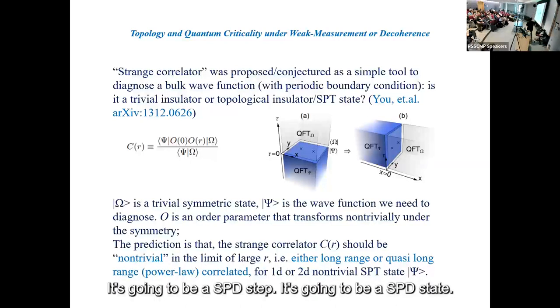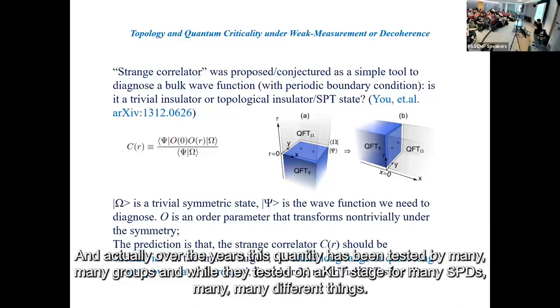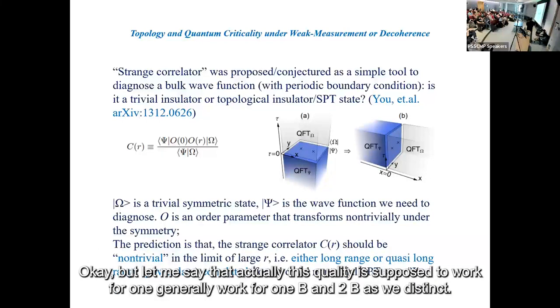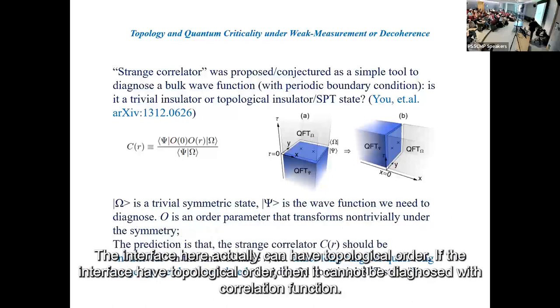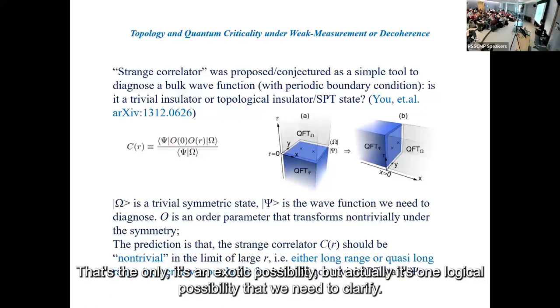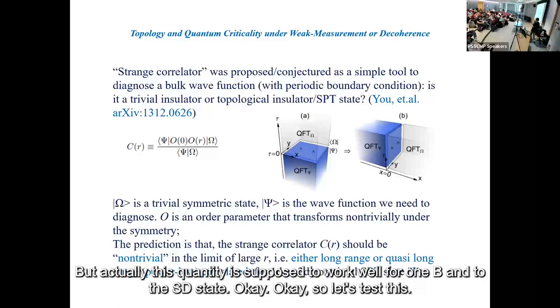And over the years, this quantity has been tested by many, many groups. They tested it on the AKLT state, many SPT states, many different things. But let me say that this quantity is supposed to work generally for 1D and 2D SPT states. The reason I have a reservation about 3D is because we know that the two-dimensional boundary of a three-dimensional SPT phase can have a topological order. It means that this interface, suppose it's 3D, can have a topological order. If the interface has a topological order, then it cannot be diagnosed with a correlation function. It's an exotic possibility, but it's one logical possibility that we need to clarify. But this quantity is supposed to work well for 1D and 2D SPT states.